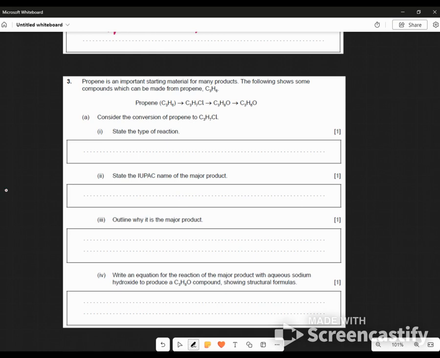Well, to convert it to that, we've added HCl, so it's going to be an addition reaction, isn't it? That's good enough, but I'd rather you say the proper mechanism. It's an electrophilic addition. State the major product. And now propane looks like this. Oh, gosh. All right, my recording is going to stop in 20 seconds.